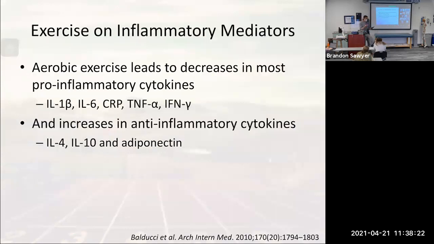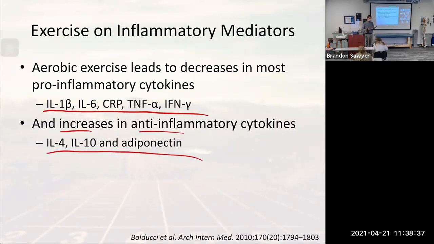All right, and then what about exercise on inflammation? The article you guys read talked about this some. So aerobic exercise leads to decreases in most of the pro-inflammatory cytokines. This is just a list of ones that have been proven to decrease, and then increase in the anti-inflammatory ones. And those are three of the most prominent ones there. Okay, so all of these are just mediators of the immune system, either activating those immune cells to cause more inflammation or decreasing their function so they don't cause so much inflammation.